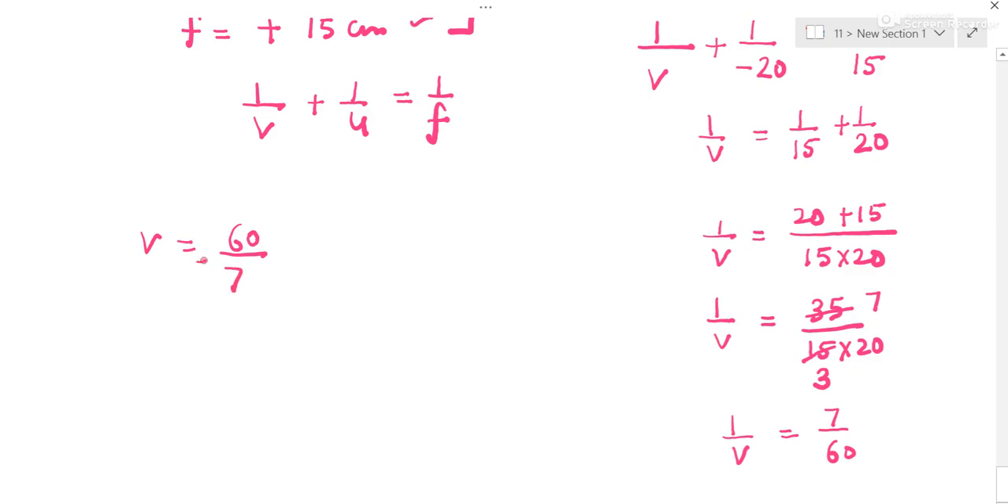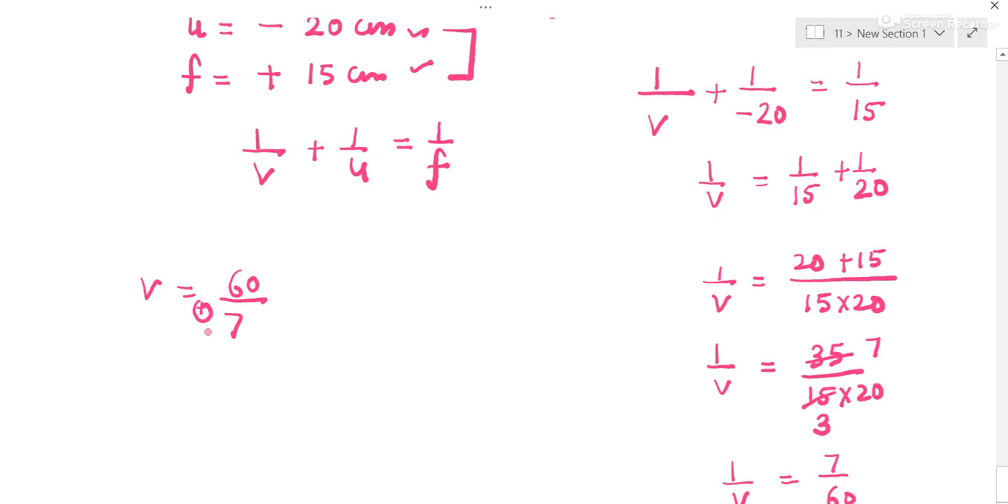Then because it is positive, it means the image is formed behind the mirror at a distance of this much centimeter. You can divide. Then you can find out the magnification. Magnification is given by minus v by u.